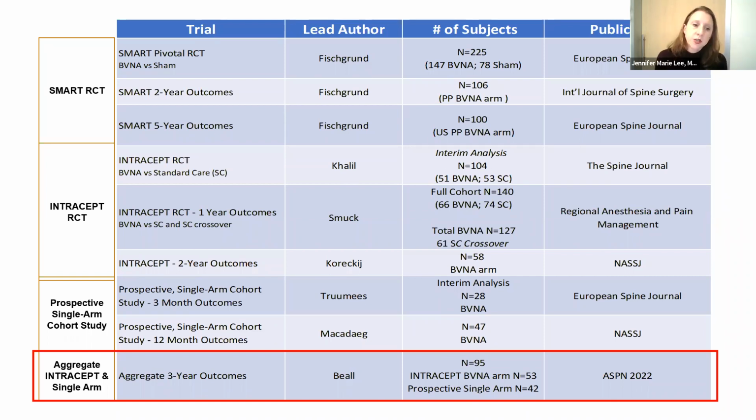The Intracept RCT was their second randomized control trial. And this trial was also randomized, but against standard care. So these patients had basivertebral nerve ablation, and then they did not have any other pedicle accessing procedure, but all of the other care that could be provided and typically is provided from medications, more conventional interventions, physical therapy, and the like.